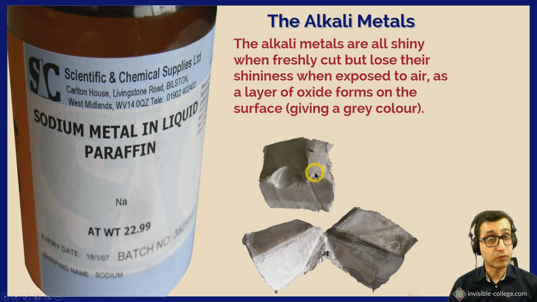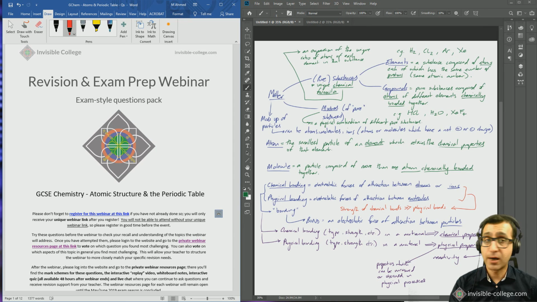Now this is a metal, remember, and it's also an element. So all of the atoms in this piece of matter are sodium atoms, and because they are all metal atoms, they bond with each other by a type of chemical bonding called metallic bonding. Now again, bonding and structure is something that we're going to get into in the next GCSE Chemistry webinar, I should say. Sorry, a bit of a brain freeze there.